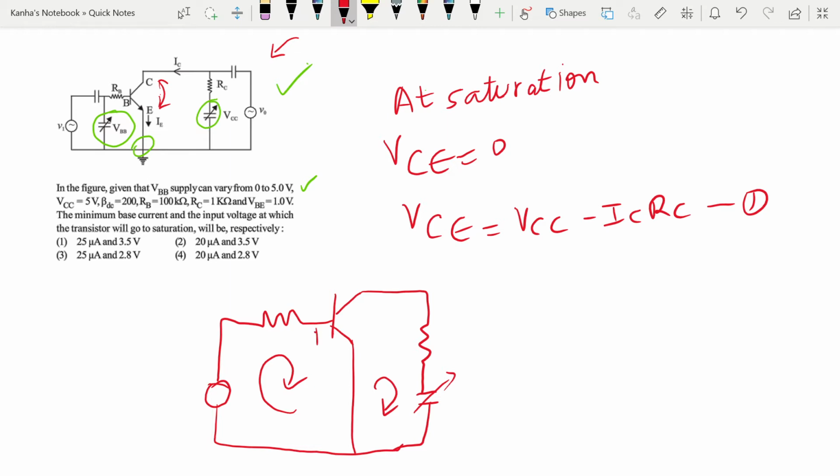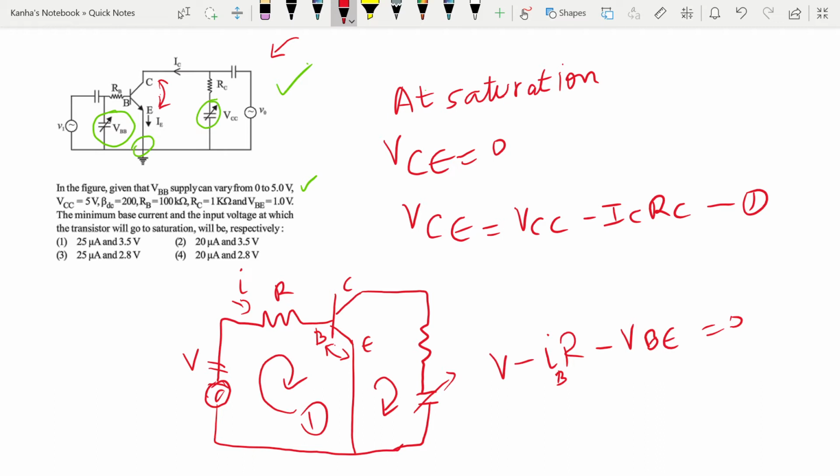For example, this is B, this is C, this is E. So this is VBE. If my current is going, and let's say this battery is providing a voltage V. So for the first loop, I can write V minus IR, where I is the current here. Because it's going to the base, I can write IB. V minus IB RB minus VBE, because there is a drop going from B to E, is equal to 0.